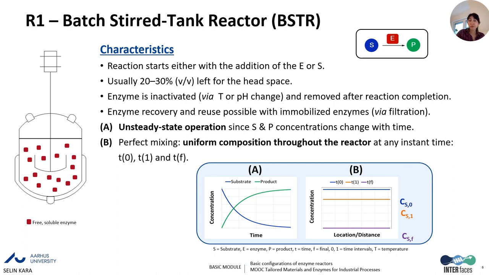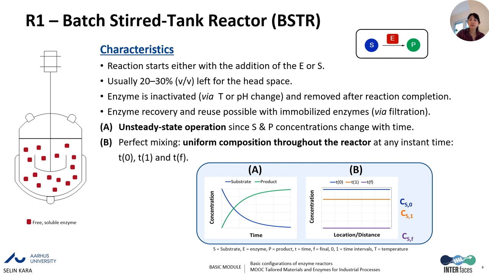While we are working with different ideal reactors, we will be seeing these figures for other reactors as well. So let's start with figure A. This is what we see, a concentration time profile. And in this profile, we see that we are working under unsteady state conditions, which means the substrate is changing over time and the product is changing over time. We have substrate depletion, substrate conversion, and product formation.